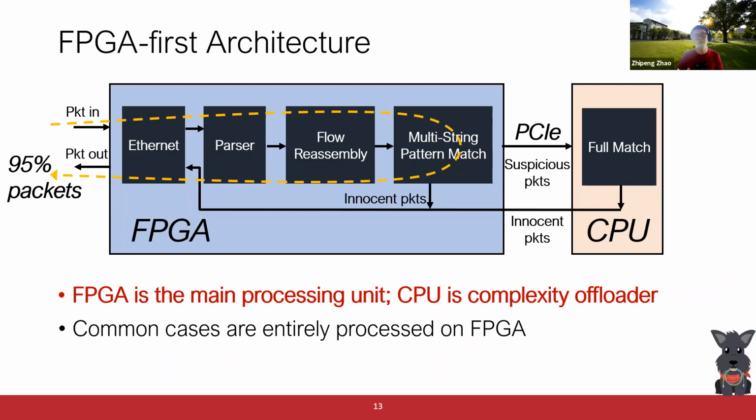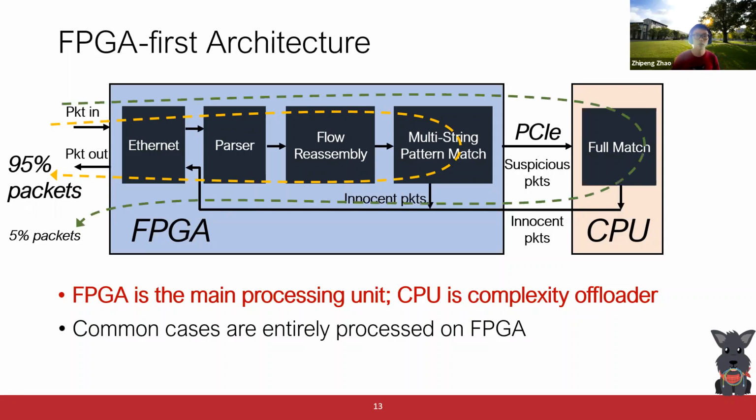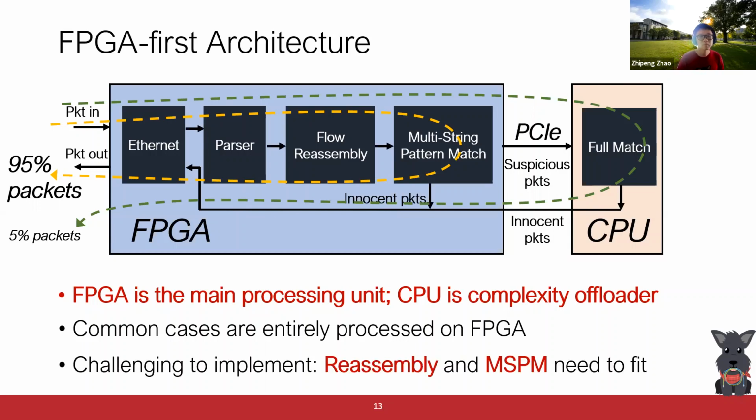In fact, we have observed that among the empirical traces we evaluate, about 95% of the packets will be entirely processed by FPGA, and only about 5% of the packets would ever trigger CPU processing. And in this way, we will save the limited and valuable FPGA resource such that this real trace can be handled on CPU without using FPGA resource.